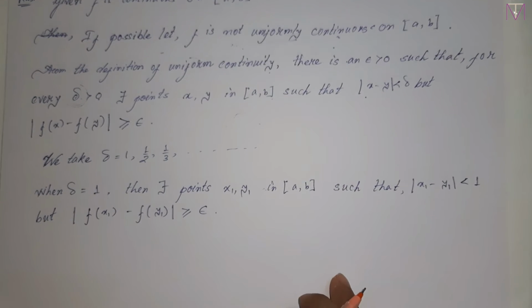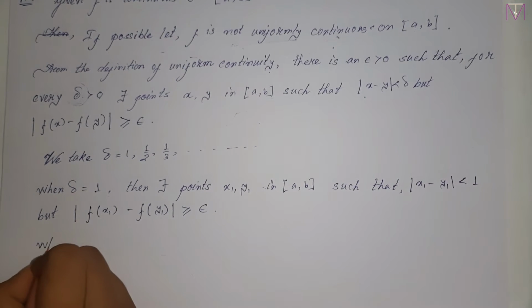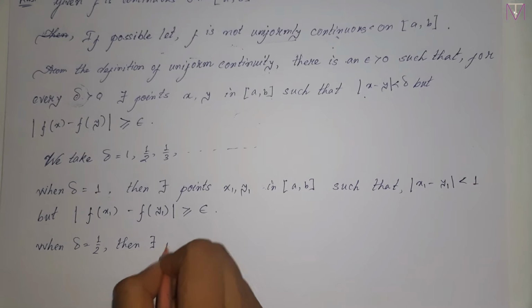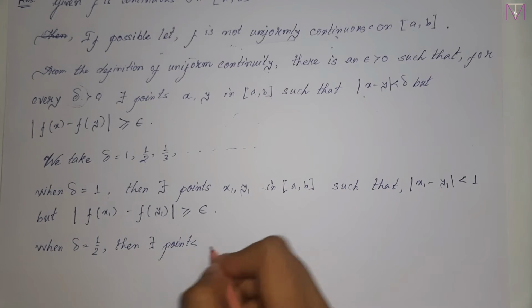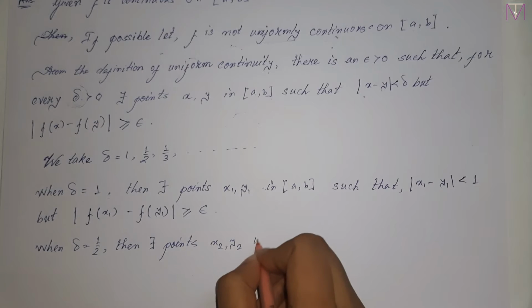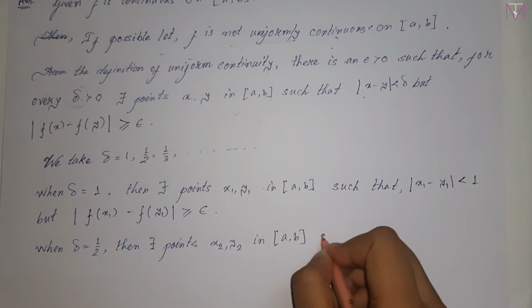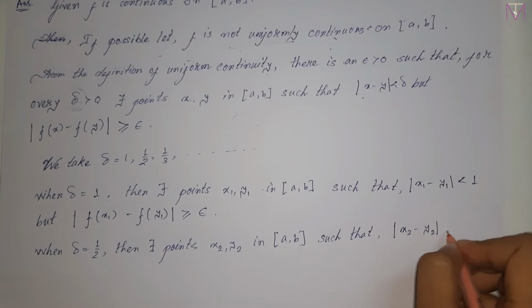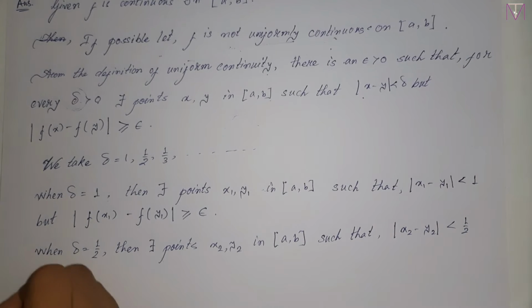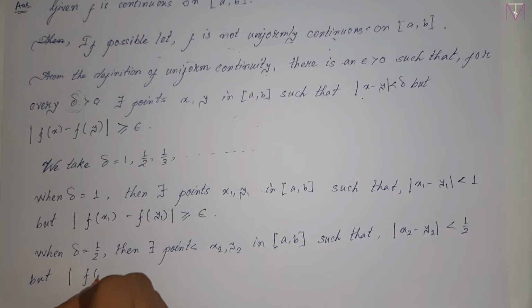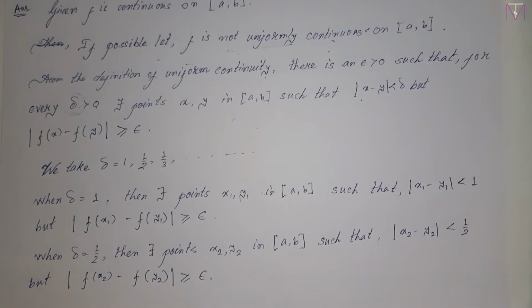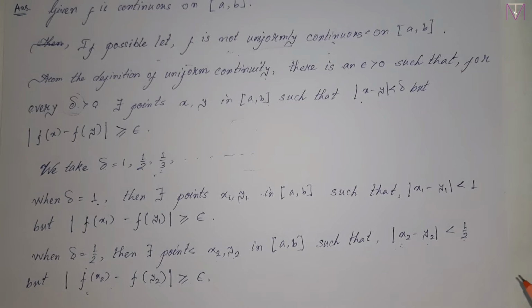Again, if we take delta equal to 1/2, the points are x2, y2 in [a, b] such that |x2 − y2| < 1/2. But similarly, |f(x2) − f(y2)| ≥ epsilon. So proceeding in this way, we get a bounded sequence. So let's write this.